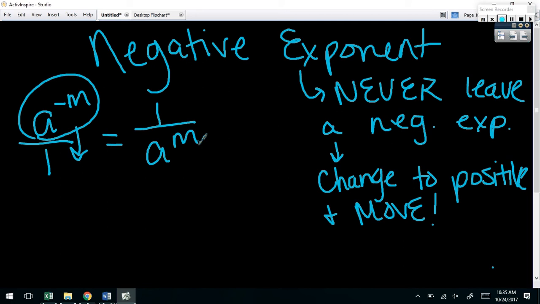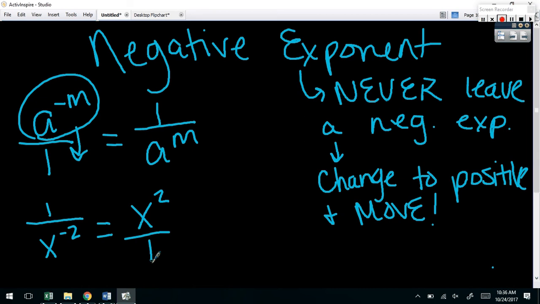What do you think you do if it starts out negative in the bottom? Change it to positive and move it to the top. So change to positive and move to the bottom, right? Correct. Or if it's in the bottom initially, you would change it to positive and move to the top.